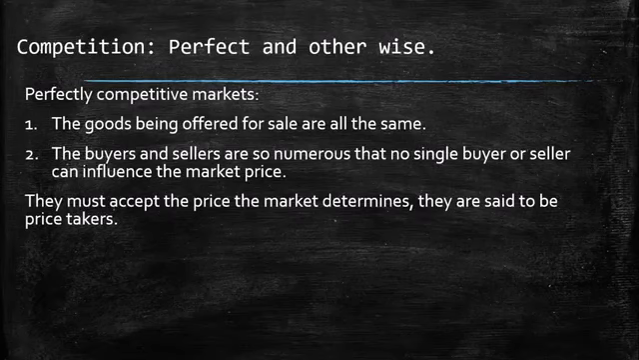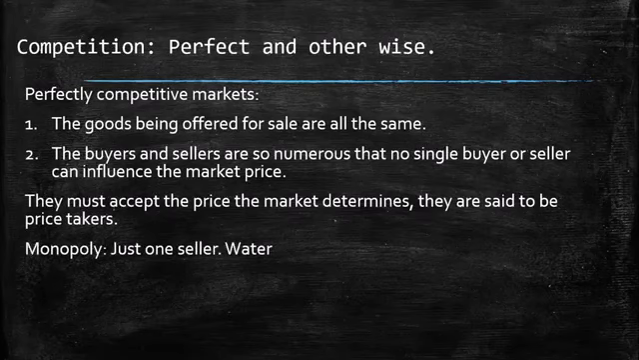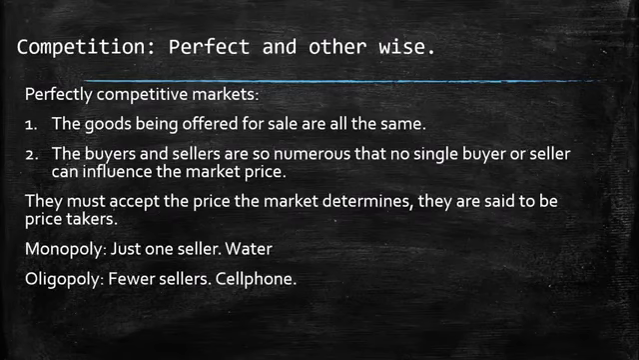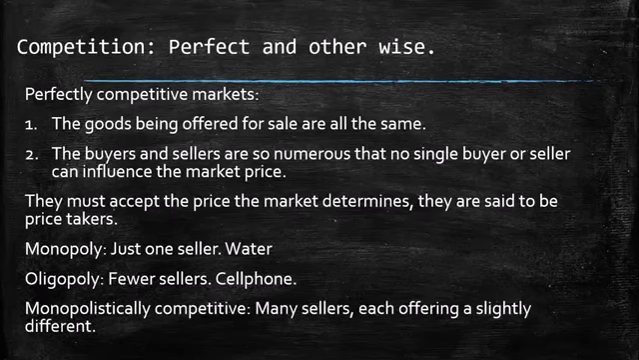As we said before, in a competitive market, the two sides cannot influence the price. Otherwise we have a monopoly, where there is just one seller. As an example, the water supplier for a city is usually just one company. And oligopoly has fewer sellers. In this case, like cell phone companies, mobile companies usually are not too many inside a country.